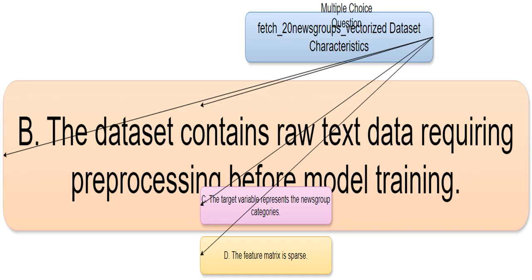This option discusses the structure of our data. A sparse matrix is like a treasure map with mostly empty spaces. It means that most of the values in the matrix are zero. Think about it. In a collection of news articles, most words will only appear in a few articles, not in all of them. TF-IDF, term frequency inverse document frequency, creates this sparse matrix because the frequency of most words will be very low in the whole corpus. Since fetch_20newsgroups_vectorized uses TF-IDF, this statement is true.